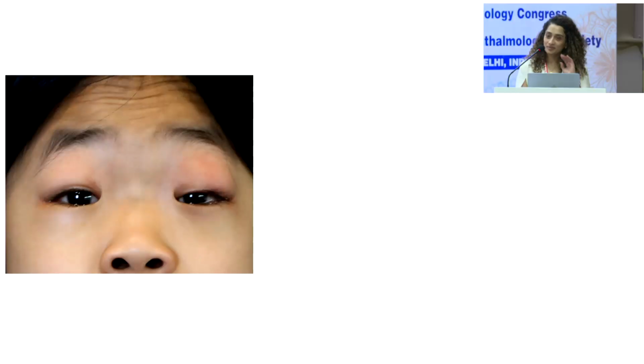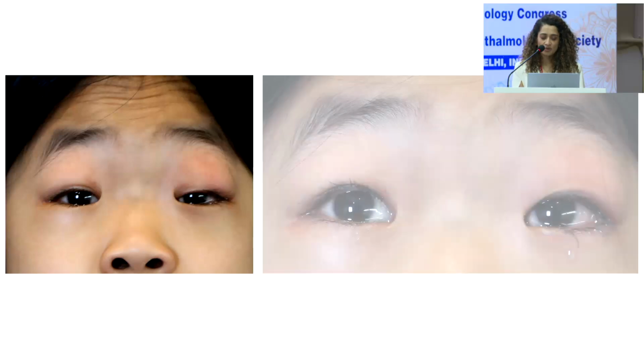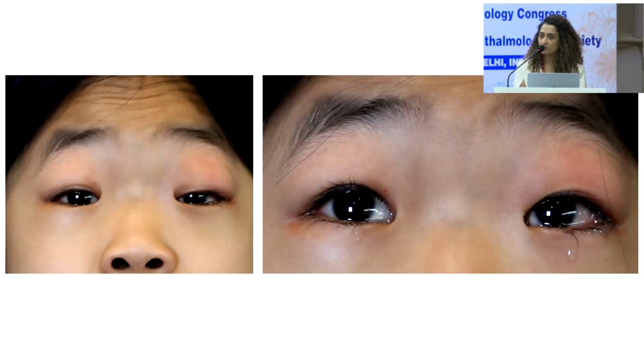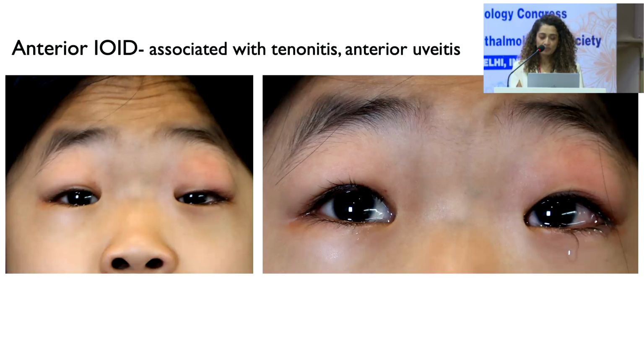So this is a young girl, a 12-year-old child who presented with bilateral swelling, which was diagnosed as bilateral preseptal cellulitis. In fact, there was a possibility of a chalazion or severe MGD, but that was not the case with this child. She had severe photophobia. As you can see here, there is tearing. That means there is some uveal component, and of course in slit lamp biomicroscopy, she had bilateral uveitis. So this was a case of anterior IOID associated with tendinitis and anterior uveitis, where the child presented with photophobia, pain, and periocular swelling.